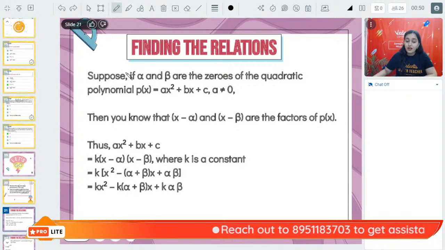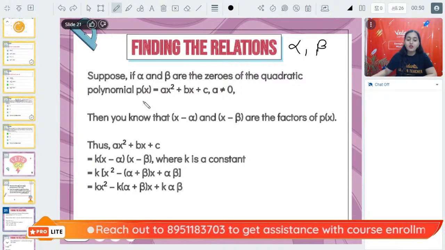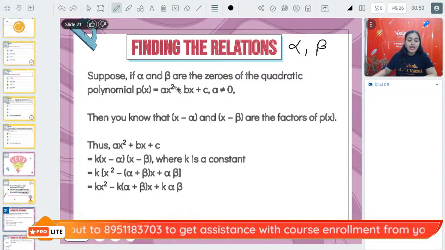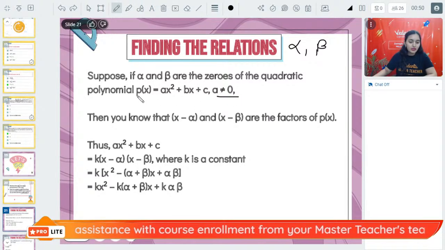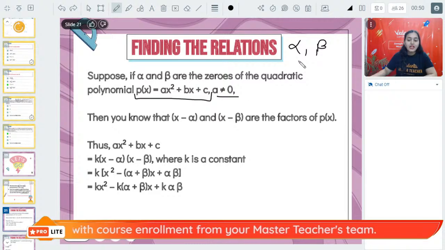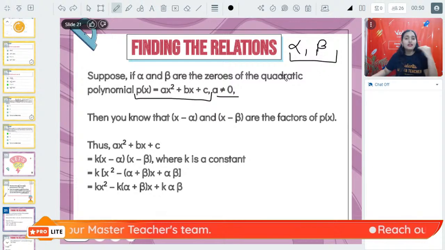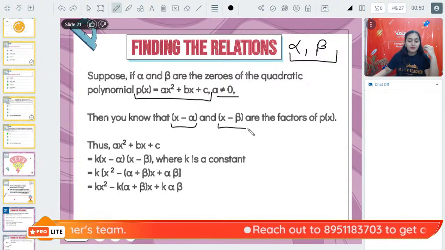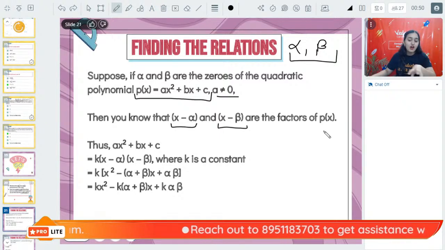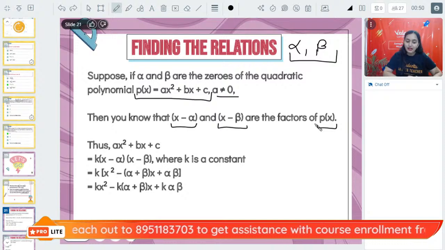So first of all, let us suppose that alpha and beta are the zeros of the quadratic polynomial ax square plus bx plus c, where a is not equal to 0. So this is our quadratic polynomial and these are the zeros of the polynomial. Now we know if alpha and beta are the zeros of the polynomial, then x minus alpha and x minus beta will be the factors of the polynomial px. That means they will be able to divide px, right?